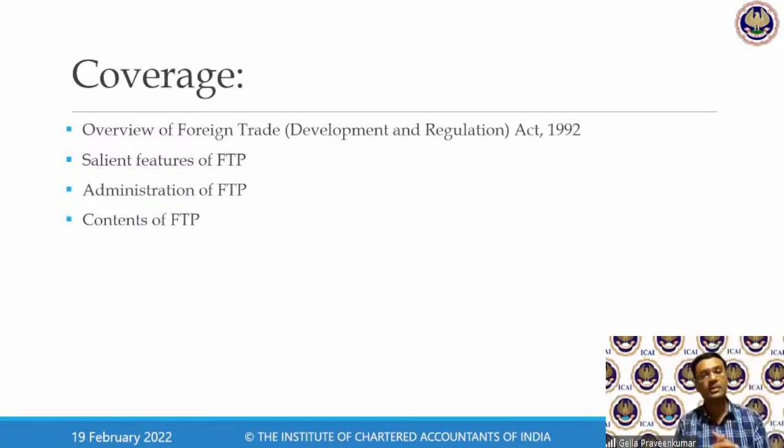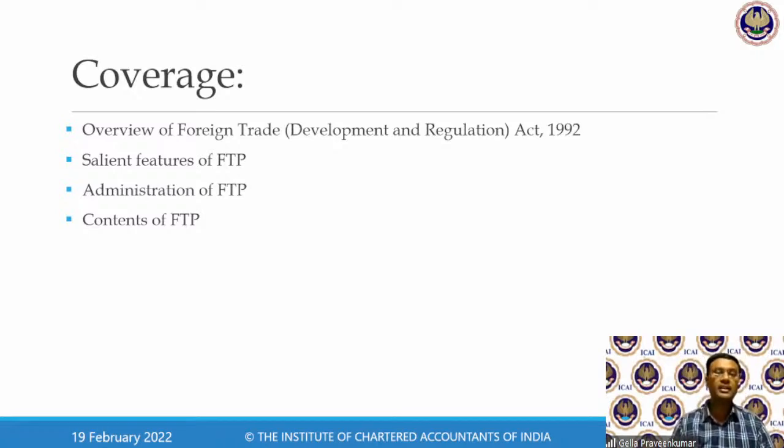The second volume, Handbook of Procedures, is the hardcore of the trade policy. This second volume covers SION, Standard Input Output Norms, for various products. The technical term is SION, Standard Input Output Norms. So the second volume has the SION for various products.